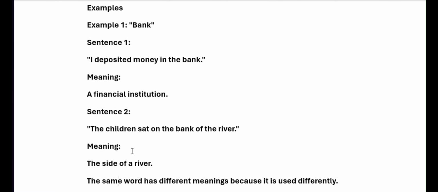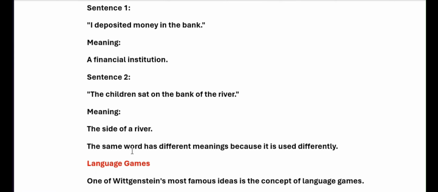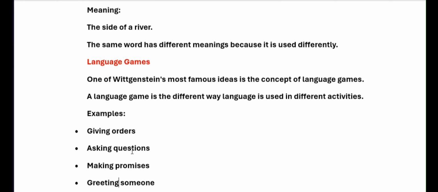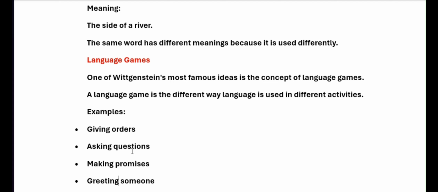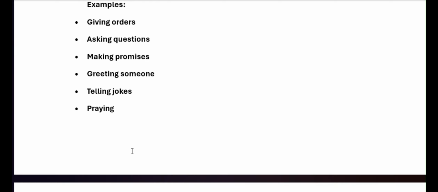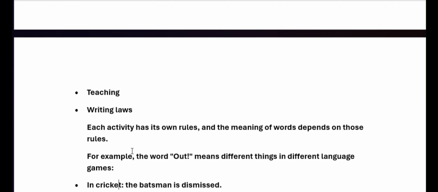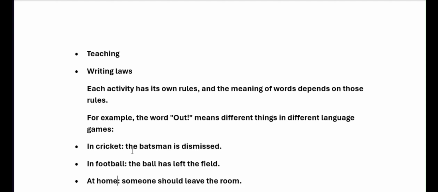Now, Wittgenstein also gave the most famous idea of language games. A language game is a different way language is used in different activities. For example, in giving orders, asking questions, making promises, greeting someone, telling jokes, praying, teaching. Each activity has its own rules and the meaning of words depends on this. For example, the word out means different things in different language games. In cricket, the batsman is dismissed. In football, the ball has left the field. At home, someone should leave the room.